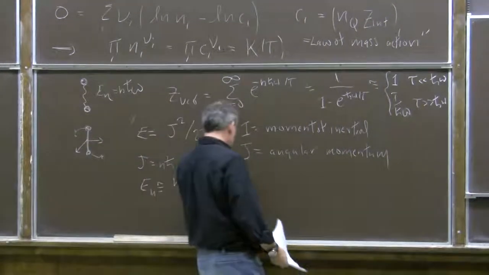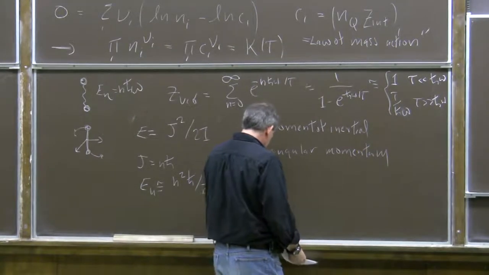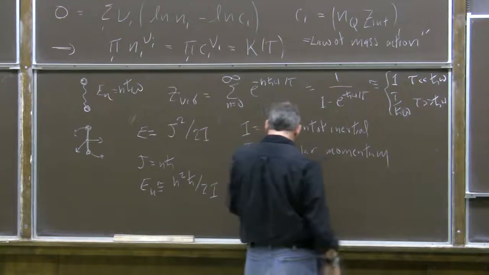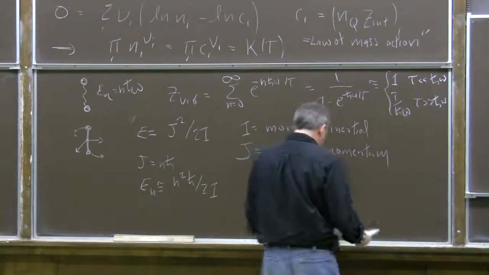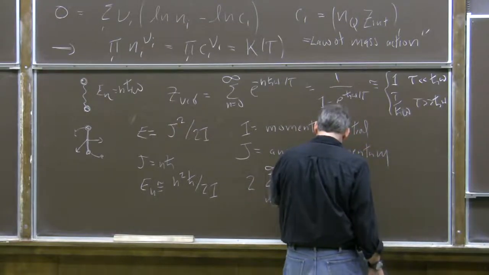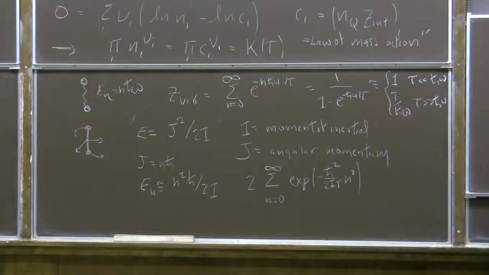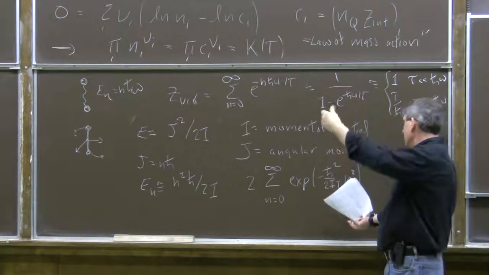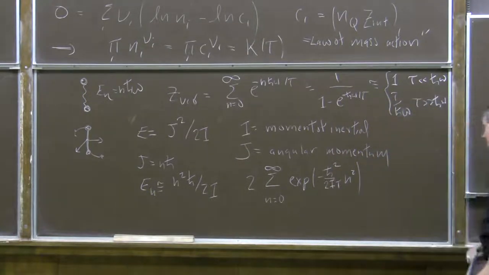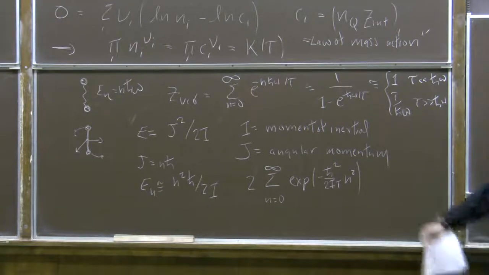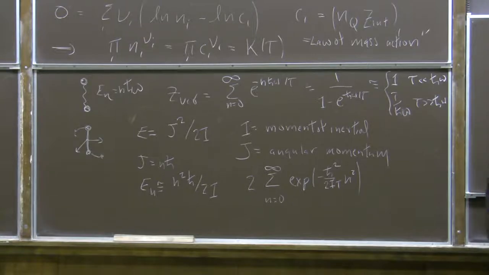So we would get something like 2, because there are 2 rotational degrees of freedom, times the sum over the quantized angular momentum quantum number n of the exponential of minus h bar squared over 2I tau n squared. So again, there's some characteristic spacing, although now the energies go like n squared instead of n, so that when the temperature is small compared to the spacing between the rotational ground state and the first rotational level, which has energy h bar squared over 2I, then the rotation freezes out, and the rotational partition function also becomes 1. Okay?